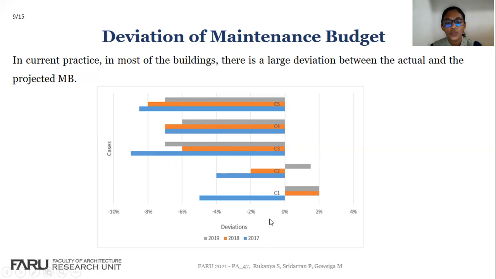The years 2017, 2018, and 2019 were selected for the analysis of this deviation. Most of the cases are negatively deviating within the selected cases. The major reason for this deviation is that most of the buildings are practicing historical based budget rather than using detailed maintenance budgeting, such as activity based maintenance budget and zero based maintenance budget.